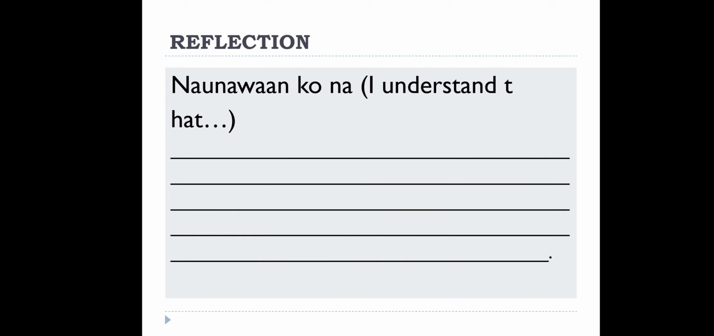On your paper, write down your reflection of what you understand. Naunawaan ko na. And the second one is nabatid ko na. Now I know. Okay, just write your answer on your paper and we will check that on the next meeting that we will set up virtually.